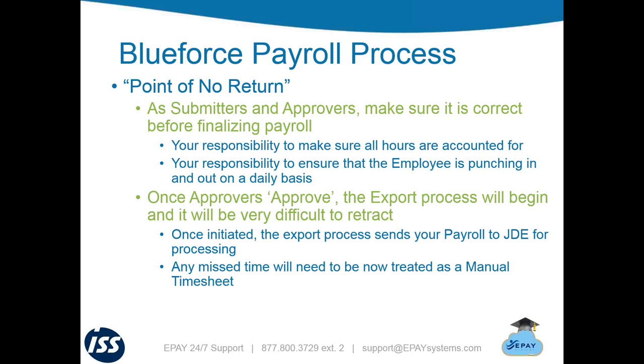So once it's initiated, the export process will send that payroll over to JDE for processing. And then any missed time at that point forward will need to be treated as a manual timesheet. So if we forgot something, we're in a rush, just click approved and say we're done, and we really weren't, all that missed time is going to have to be treated as a manual timesheet.